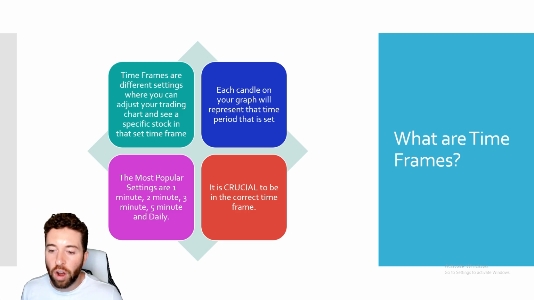Now, what are time frames? Well, if you guys do not know, time frames are different settings where you can adjust your trading chart and see a specific stock in that set time frame. Each candle on your graph will represent that time period that you have set. The most popular settings are the 1 minute, the 2 minute, the 3 minute, the 5 minute, and the daily chart. It is crucial, as I said, to be in the correct time frame at all times.